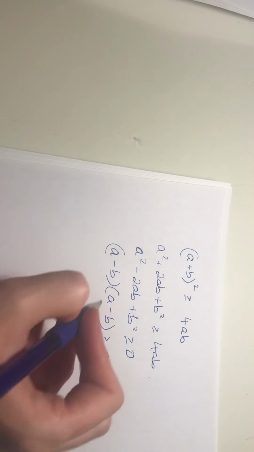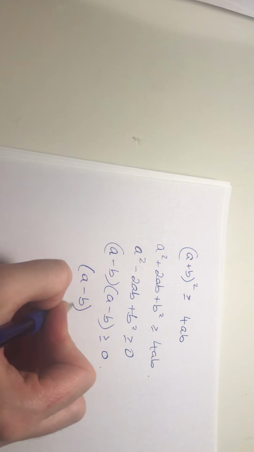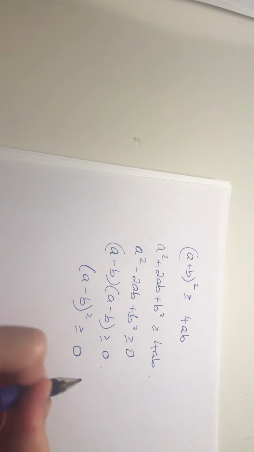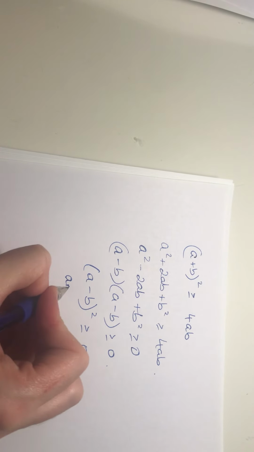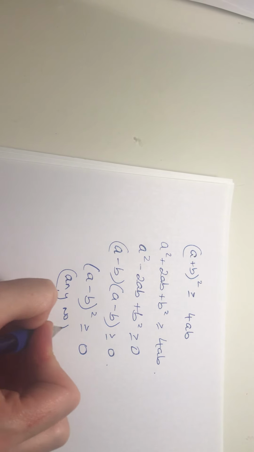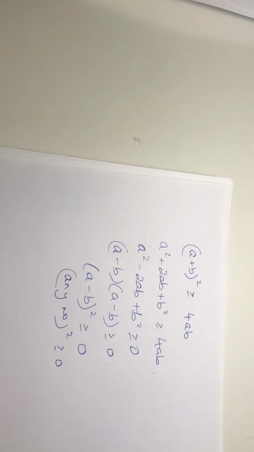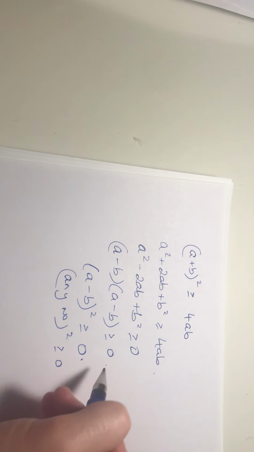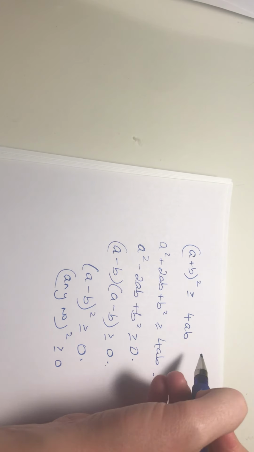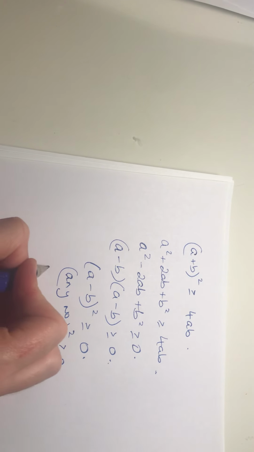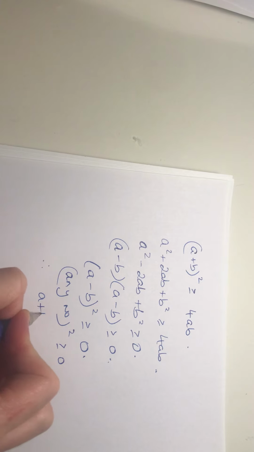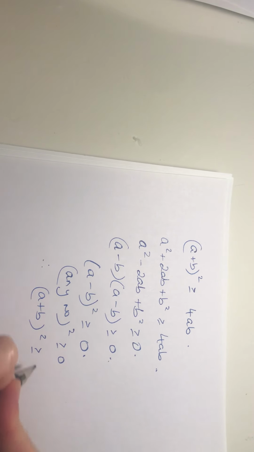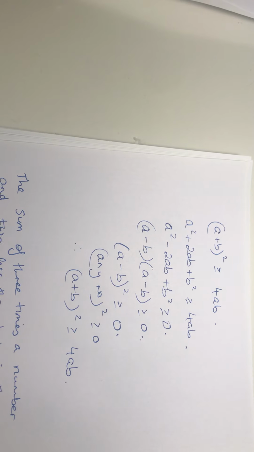Still not sure. So I'm going to maybe just try rewriting that by turning it into its factors. Okay, finally, I'm happy to say that a minus b squared is definitely greater than or equal to 0, because any number, when you square it, is greater than or equal to 0. So if that's true, and that's true, and that's true, then that original one is true. Therefore, a plus b squared is greater than or equal to 4ab. And I've proven what they asked me to prove at the start.